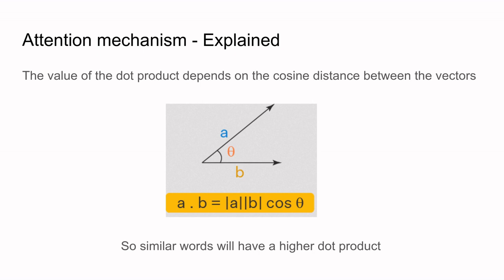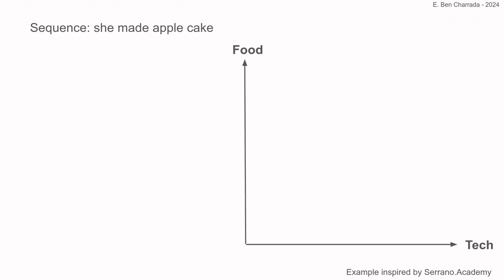Okay, now let's look at how to apply this in our multiplication. Let's assume we have this sequence: She made apple cake, and we would like to use attention on this sequence. So I will represent the words on 2 dimensions, which are food and tech. Actually, this example is inspired by a very nice channel called Serrano Academy on YouTube, which also covers this topic in a lot of detail, so make sure to have a look at it.